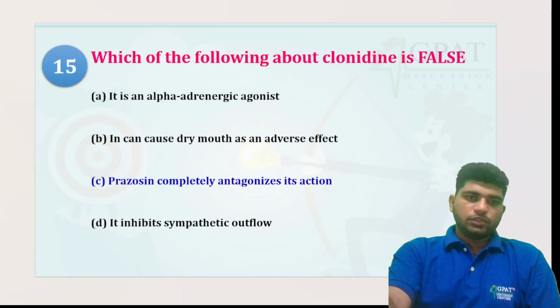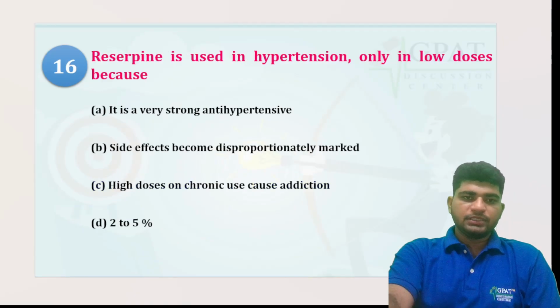Okay, next question is, reserpine is used in hypertension only in low dose because it is a very strong antihypertensive. Side effects become disproportionately marked. High doses on chronic use cause addiction 2 to 5%.